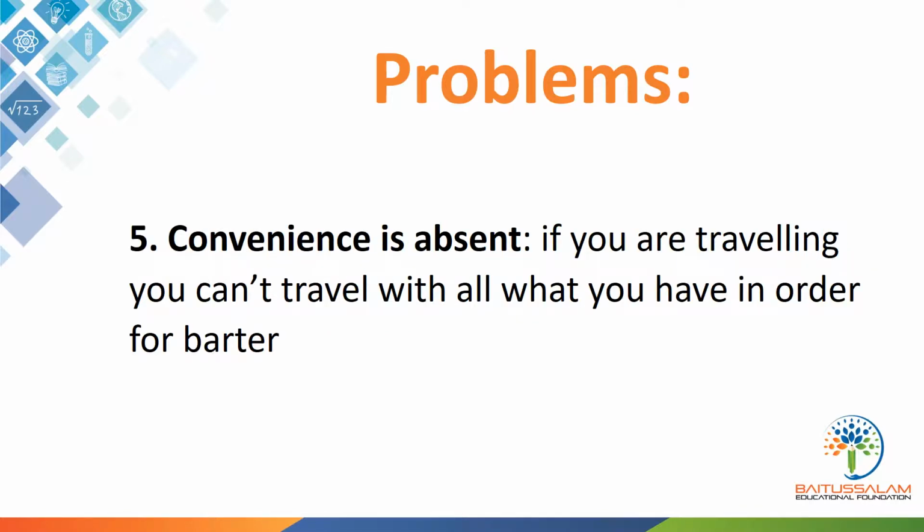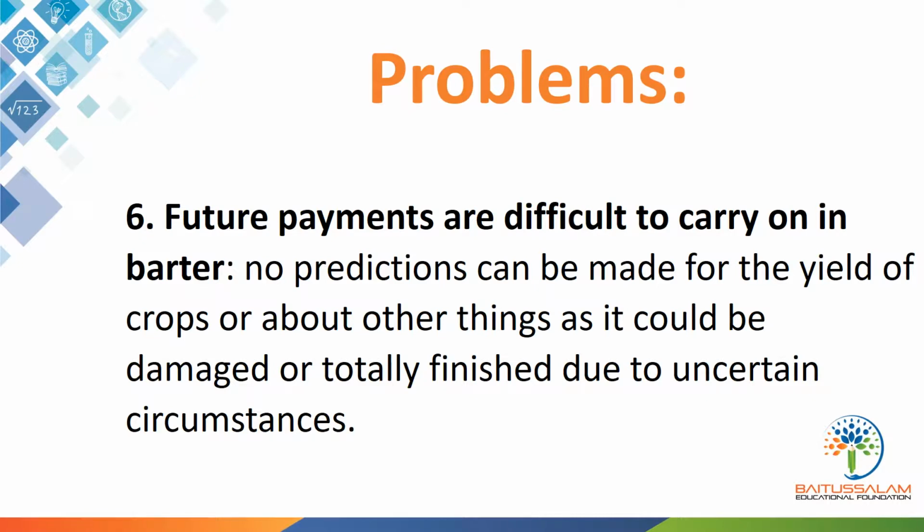Convenience is absent. If you are traveling, you have to travel with all that you have in order to barter. Future payments are difficult to carry out in barter. No predictions can be made for the yield of crops or about other things, as they could be damaged or totally finished due to uncertain circumstances.